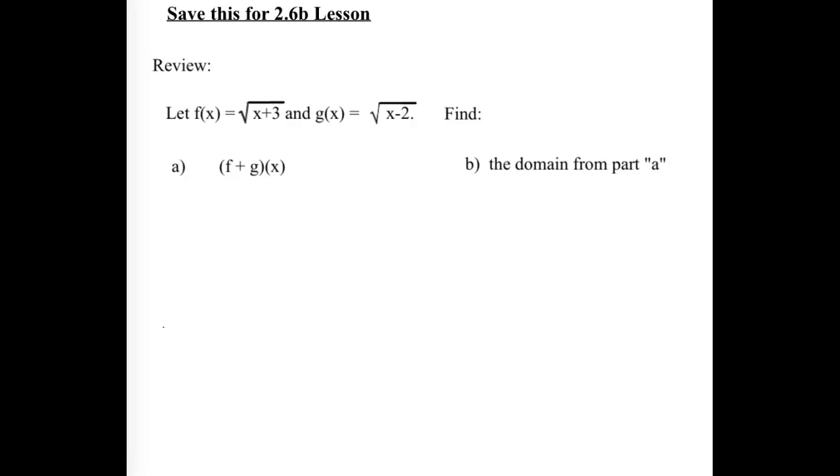All right, quick review question from yesterday. We have square roots in here, and yesterday we talked about the two issues with domain restrictions. Under a square root, we can't have negatives, and we can't have zeros in our denominator. So we have to be concerned about these two.